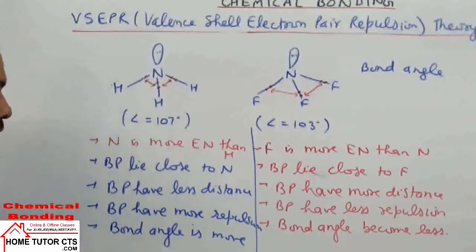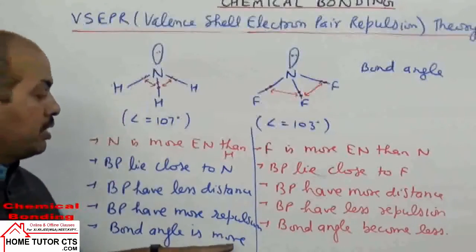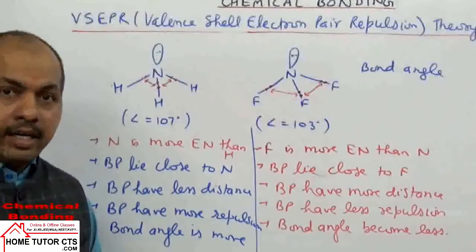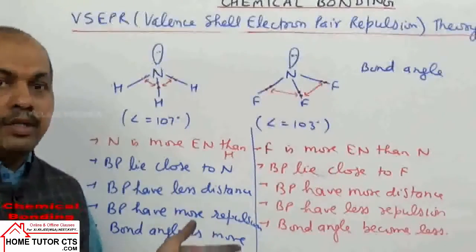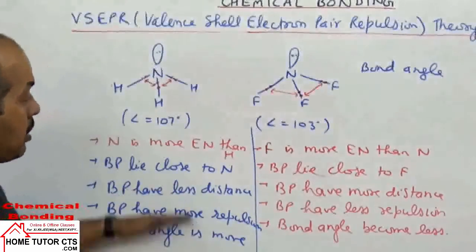As compared to NF3. But remember, the bond angle is still less than the ideal geometry case. If the geometry were ideal, the bond angle should have been 109 degree 28 minutes. उससे भी आपका एंगल कम होगा इस केस में.